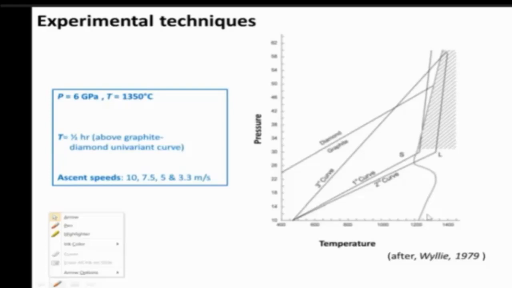So the experiment was done for a time period of almost half an hour at this particular pressure temperature condition, and we used three different paths, shown as first curve, second curve, and third curve. These are the PT paths along which the pressure and temperature were decreased during the experiment to simulate the ascent behavior of the kimberlitic magma during its upward ascent.